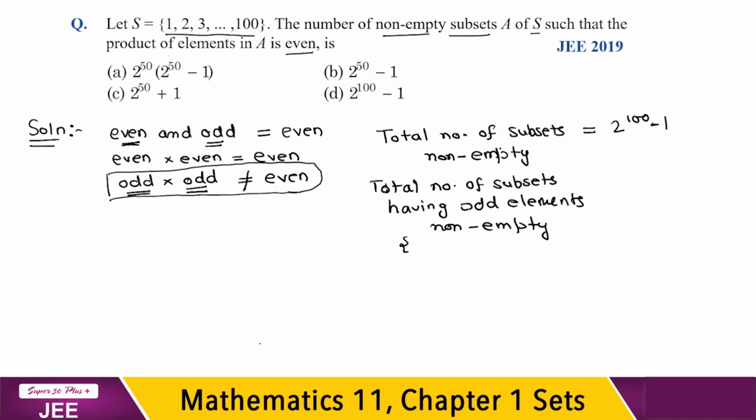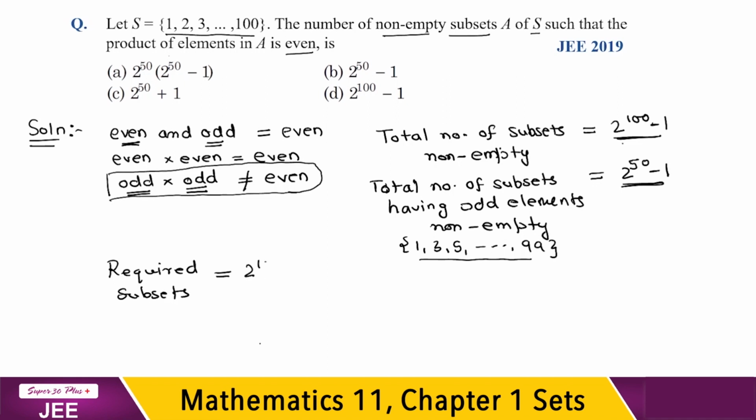So odd elements, which means 1, 3, 5 and so on till 99. So now these are 50. So the total number of non-empty subsets is going to be simply 2 raised to the power 50 minus 1. Now in order to have a subset in which the product of elements is even, we will have to subtract this quantity from the previous quantity. So our required subsets will be equal to 2 raised to the power 100 minus 1 minus (2 raised to the power 50 minus 1).